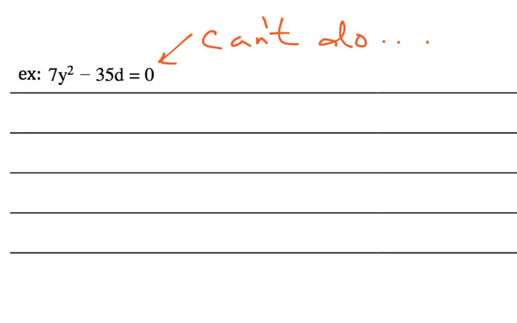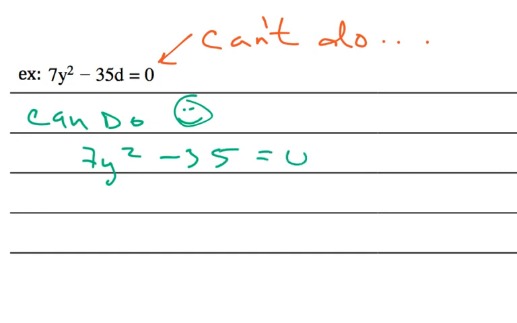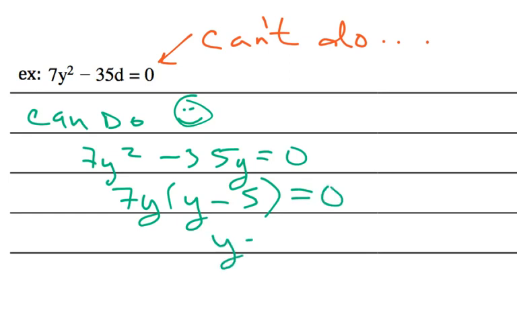So let's rewrite this as one you can do. So let's write can do. Smiley face. Yay! We'll rewrite 7y squared minus 35y equals 0, but we're going to change d to y. Here we can factor out 7y, leaving me with y minus 5, where y would then be 0 or 5.